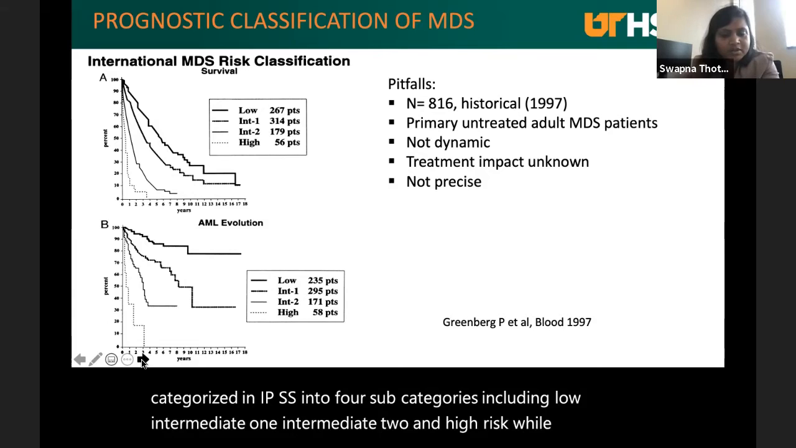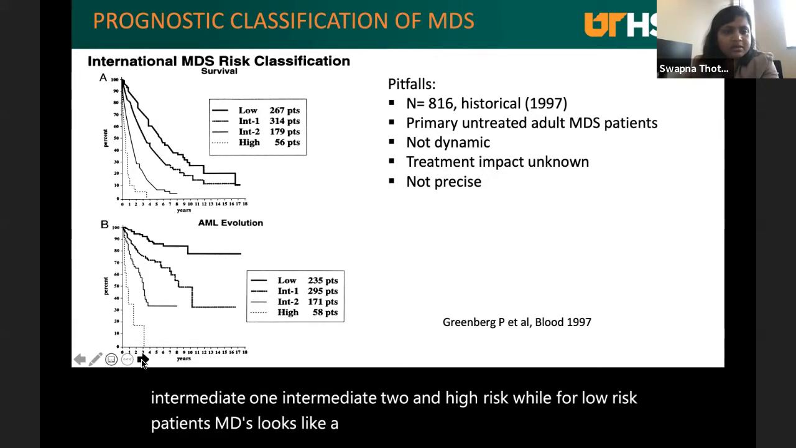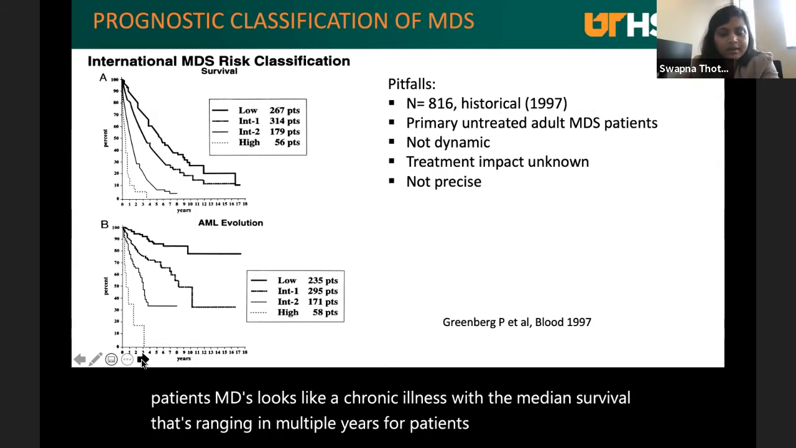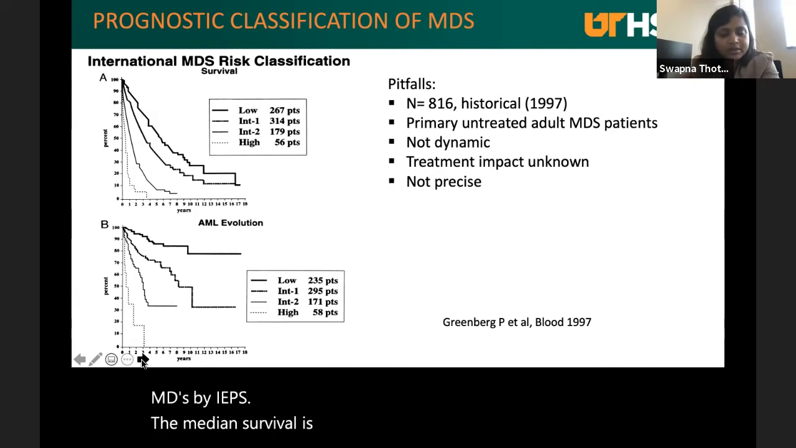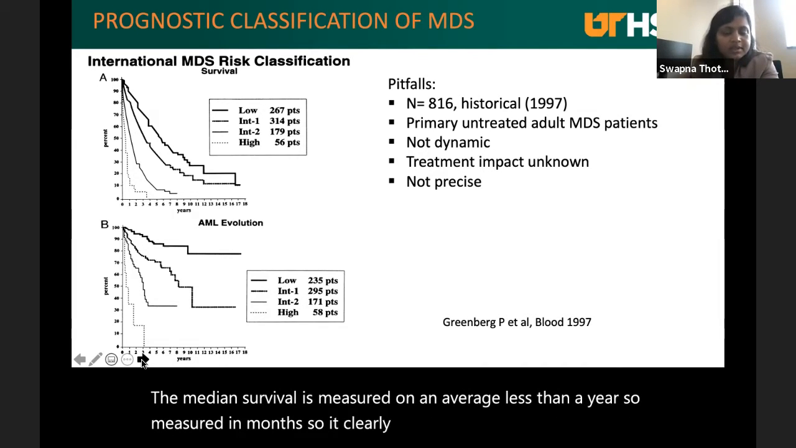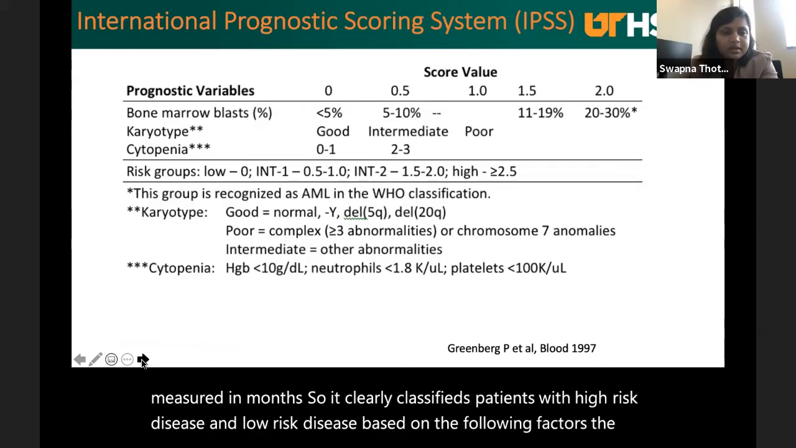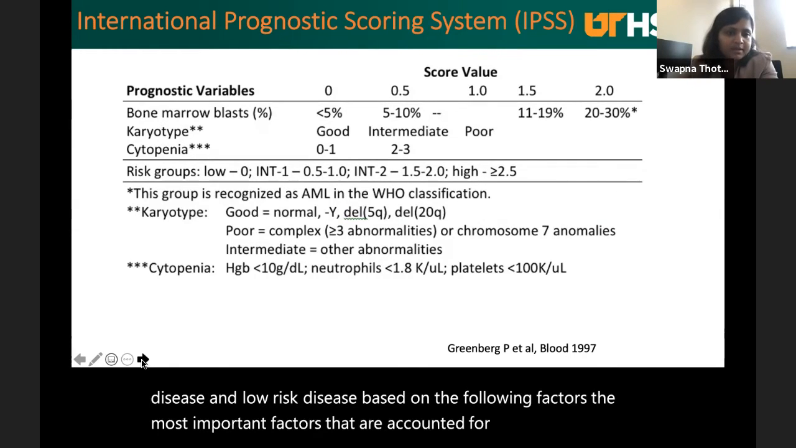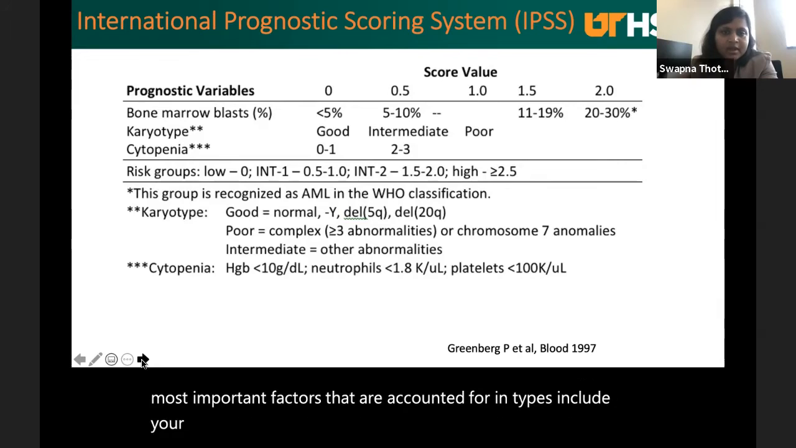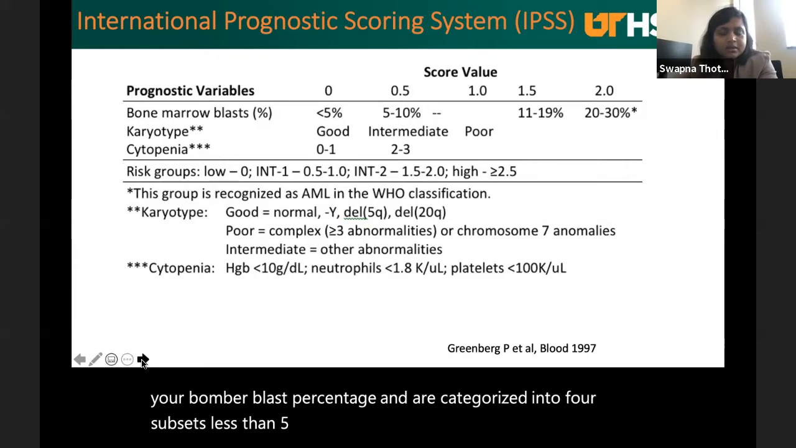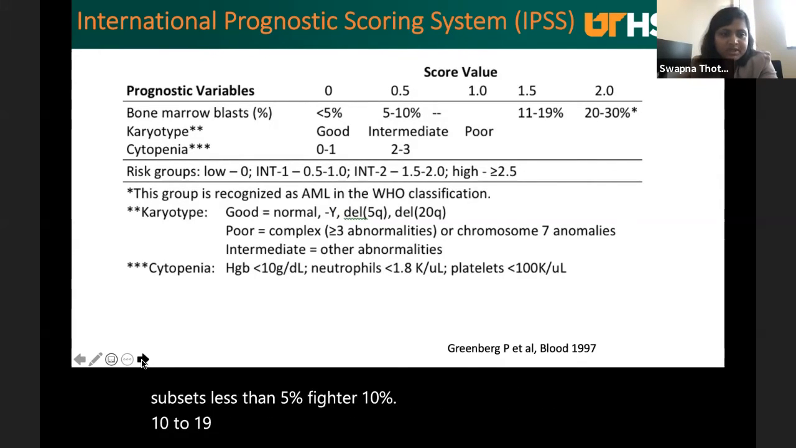For low risk patients, MDS looks like a chronic illness with a median survival that's ranging in multiple years. For patients with high risk MDS by IPSS, the median survival is measured on an average less than a year, so measured in months. So it clearly classifies patients with high risk disease and low risk disease based on the following factors. The most important factors that are accounted for in IPSS include your bone marrow blast percentage, categorized into 4 subsets: less than 5%, 5 to 10%, 10 to 19%, and greater than 20%.